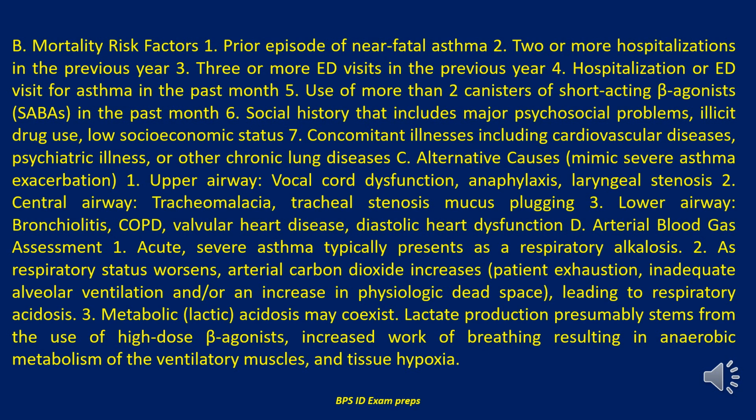D. We will now discuss arterial blood gas assessment. 1. Acute, severe asthma typically presents as a respiratory alkalosis. 2. As respiratory status worsens, arterial carbon dioxide increases, with patient exhaustion, inadequate alveolar ventilation and/or an increase in physiologic dead space, leading to respiratory acidosis. 3. Metabolic, lactic acidosis may coexist. Lactate production presumably stems from the use of high-dose beta agonists, increased work of breathing resulting in anaerobic metabolism of the ventilatory muscles, and tissue hypoxia.